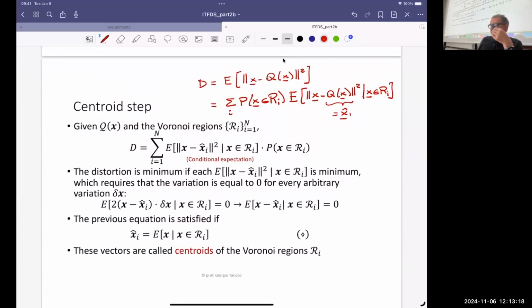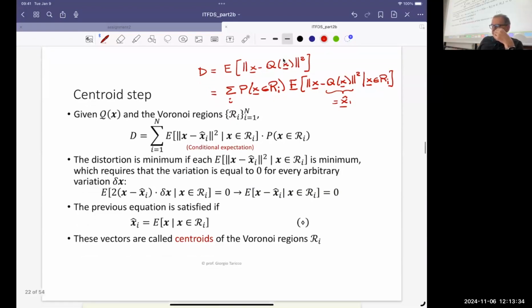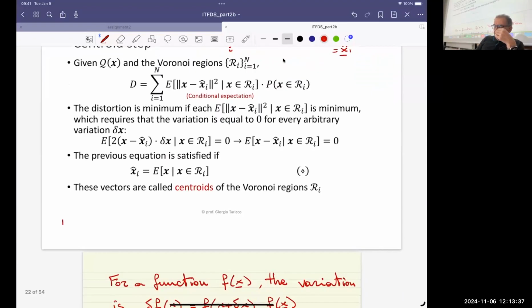So first of all, we calculate the variation of the squared Euclidean distance from x to x hat i with respect to x. Now, the squared Euclidean norm of x minus x hat i is also equal to the inner product of x minus x hat i by itself.